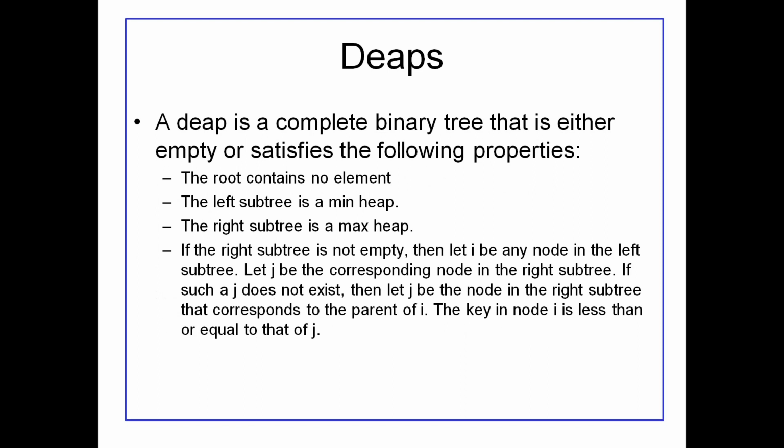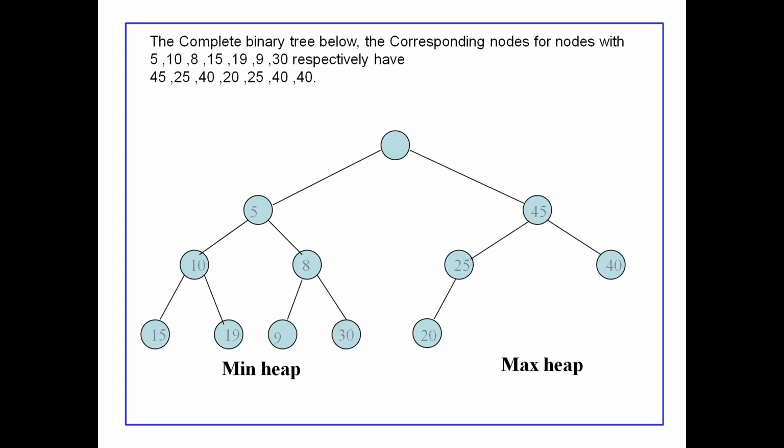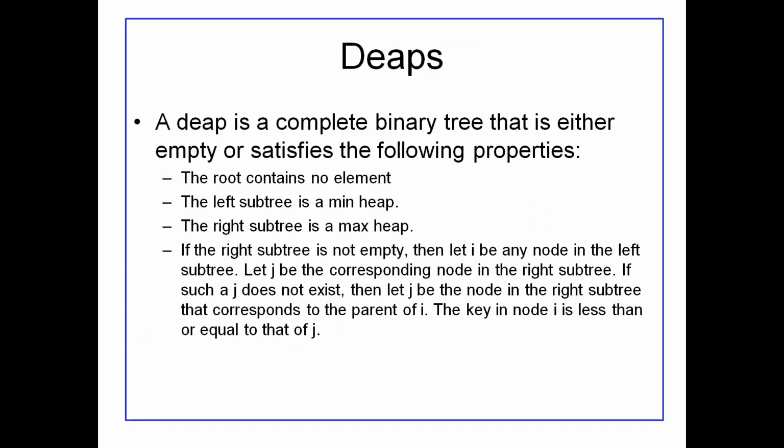Let's see Deap's definition. A Deap is a complete binary tree that is either empty or satisfies the following properties. The first property is that the root contains no element. Let's see an example. This is a binary tree with the root element as no value, and the left subtree is called the minimum heap and the right subtree is called the maximum heap.